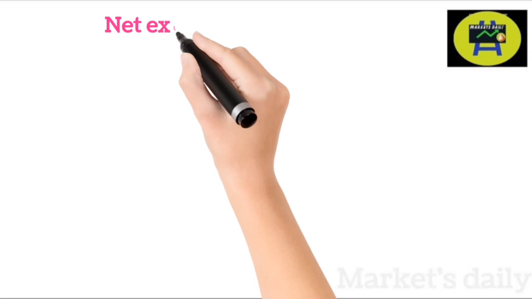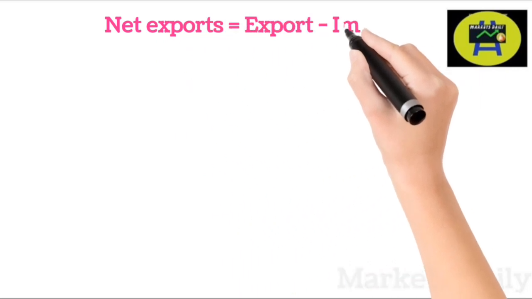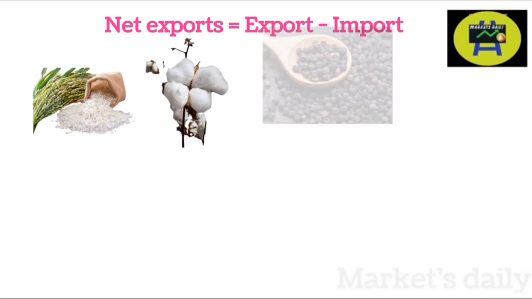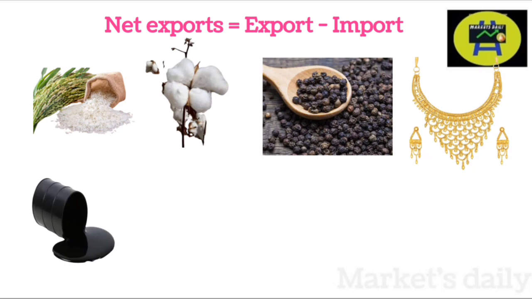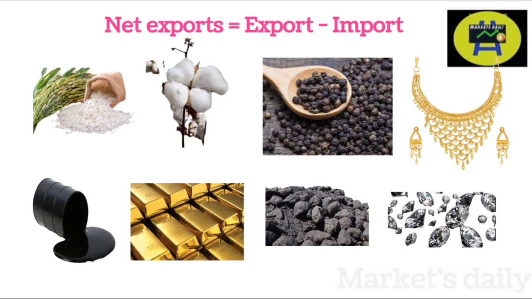Net exports are calculated as the total exported goods and services minus the total imported goods and services. India generally exports rice, non-retail pure cotton, pepper, jewelry, etc. India majorly imports crude, petroleum, gold, coal, briquettes, diamonds, etc. Now I hope you understood how GDP is calculated.